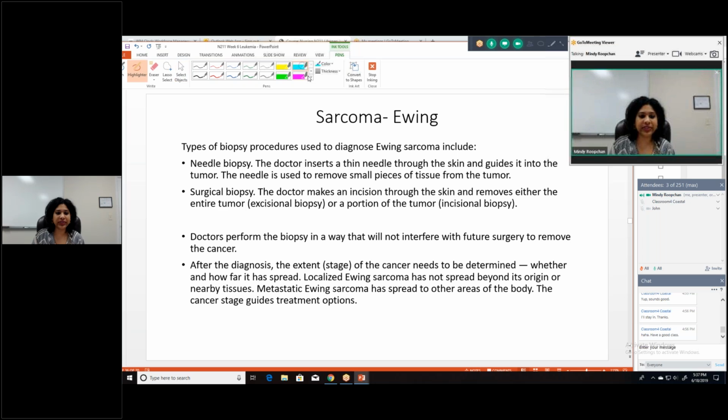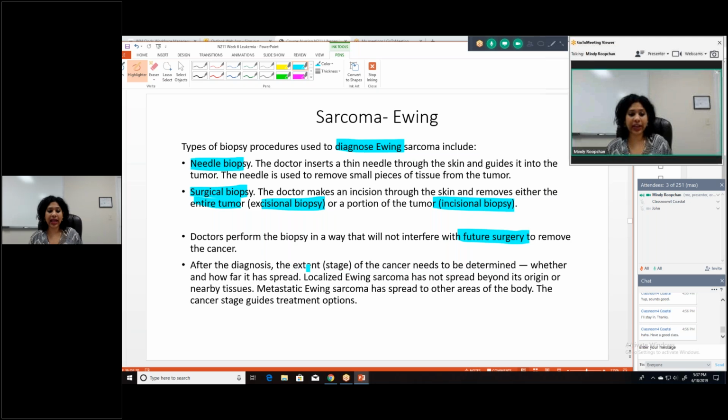Types of biopsy procedures that we use to diagnose Ewing sarcoma: they can do a needle biopsy, where they literally just put a needle in through the skin, go to the tumor, and remove a small piece of tumor to biopsy it. Surgical biopsy, where they go into the skin and remove the entire tumor, an excisional biopsy, or a portion, an incisional biopsy, and take it to the lab to see what's going on. Doctors perform the biopsy in a way that's not going to interfere with future surgery to get rid of the cancer. After the diagnosis, the stage of the cancer is going to be determined.